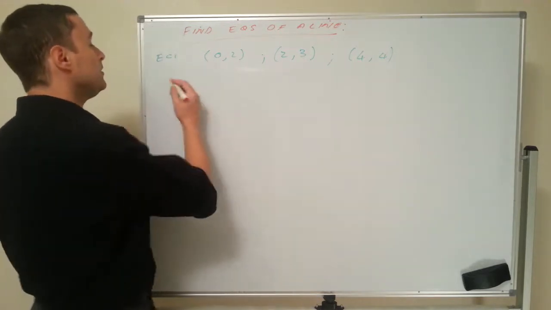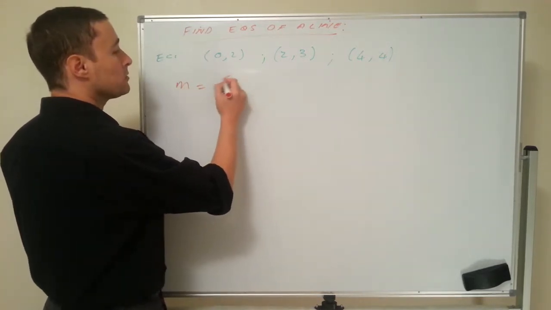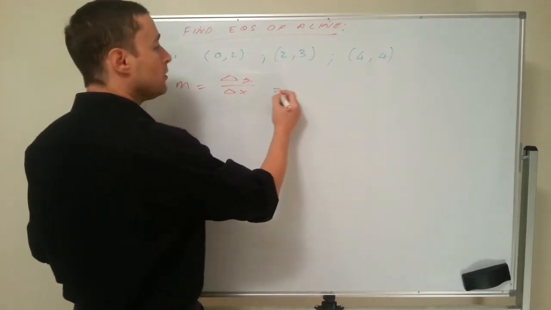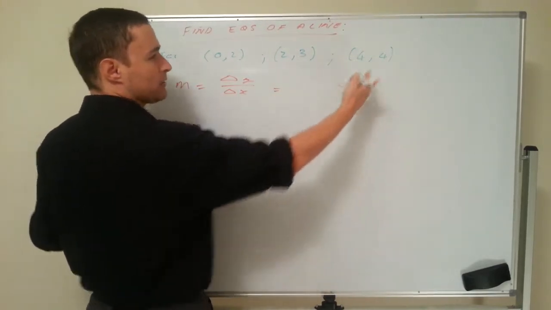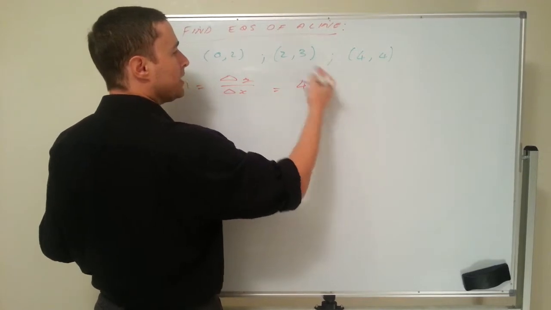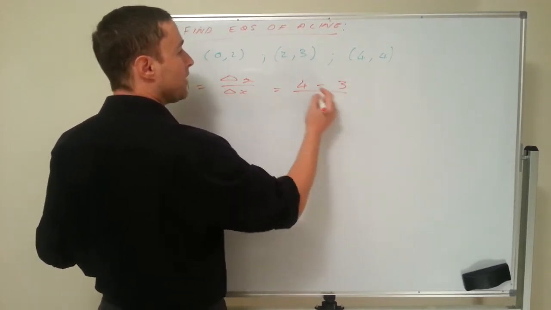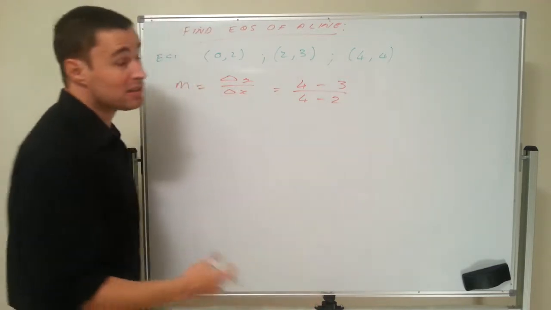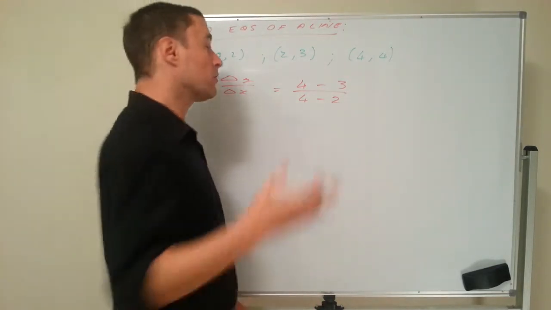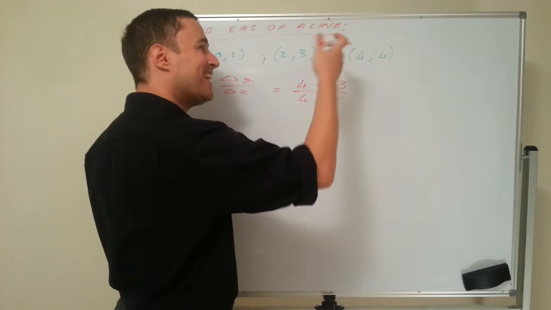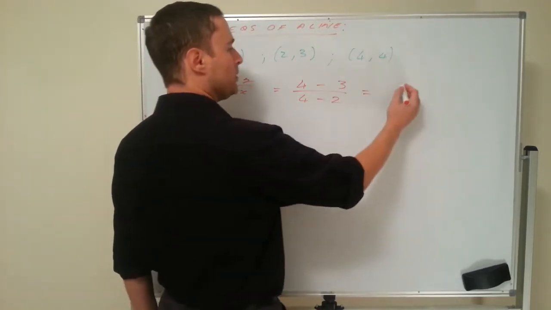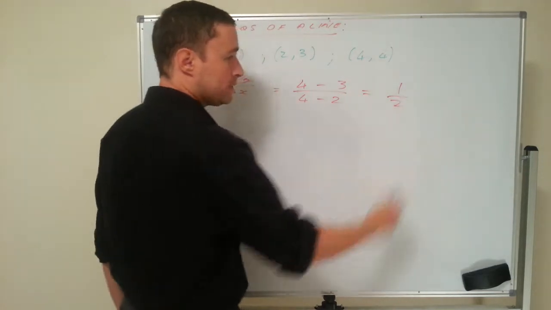So the first thing I'm going to do is find the gradient. The gradient equals change in y divided by change in x, the rise over the run. Well, let's choose him to be first. Why not? His y is 4, minus his y is 3, divided by his x is 4, minus his x is 2. Remember, it doesn't matter which one you choose to be first, as long as if you choose him to be first on the y's, he has to be first on the x's. That's all. Well, 4 minus 3 is 1, 4 minus 2 is 2, the gradient is a half.